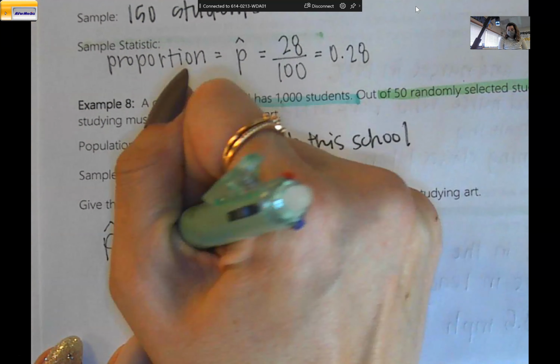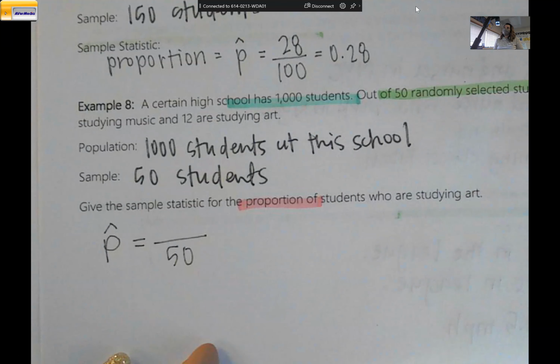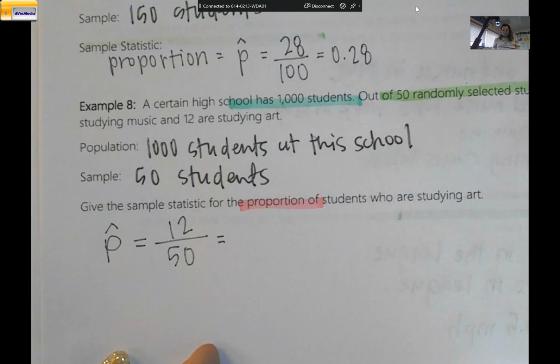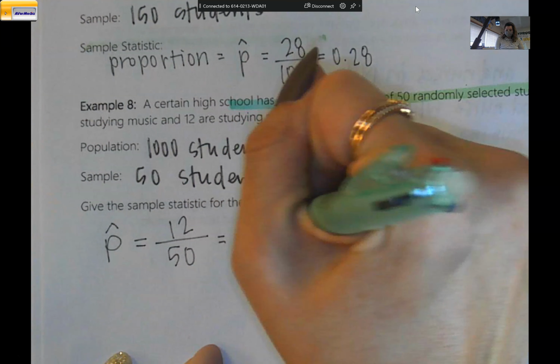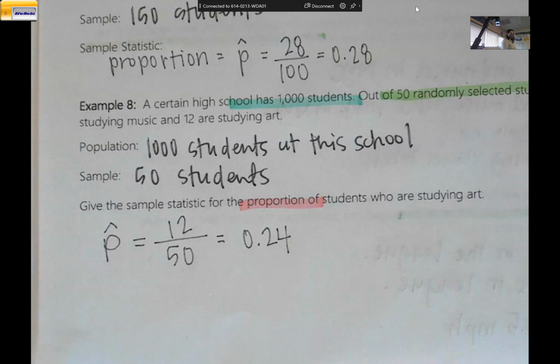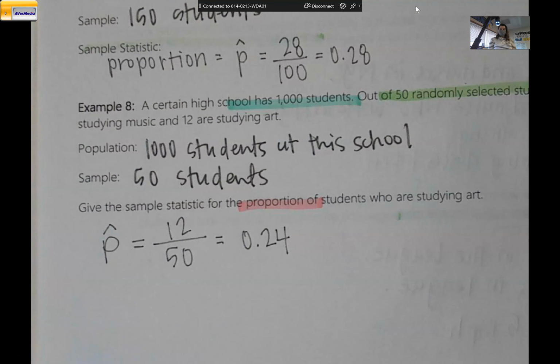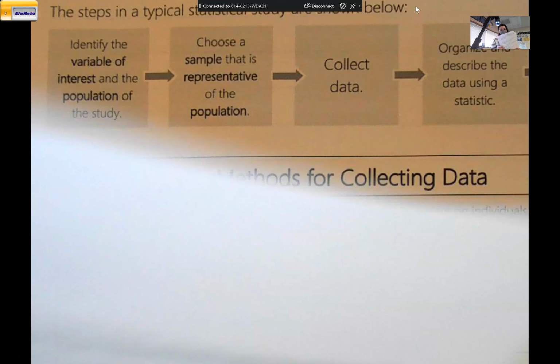Well, out of 50 students, how many of them were studying art? 12. We plug that into our calculator or Desmos or whatever you use, and I'm pretty sure that that's 0.24, which is 24%. You can just leave it as a decimal. So 0.24 or 24%. You're hanging in? Okay, we're almost done with this part of the lesson.